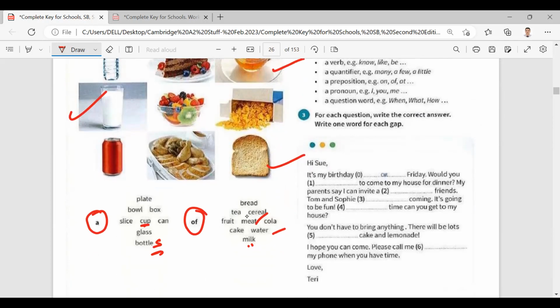How would children or sometimes adults eat cereals? In a bowl of cereals. Or, as you see here, a bowl of salad, or a bowl of fruit. Yes, different types of food, as you see. A can, like this one. You can say a can of cola, or a can of Pepsi. Okay. What about a box?